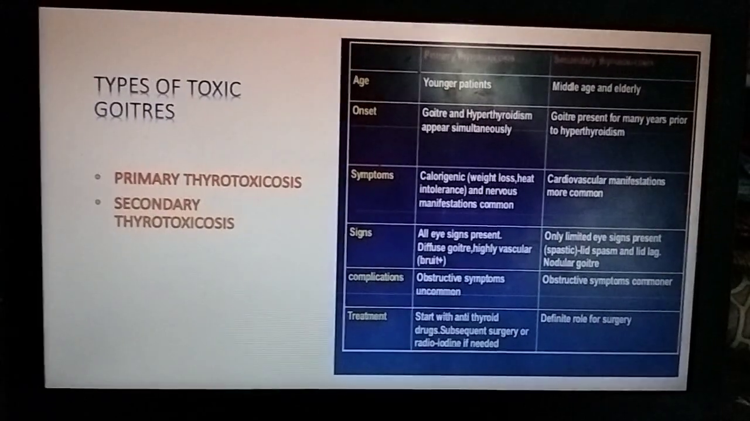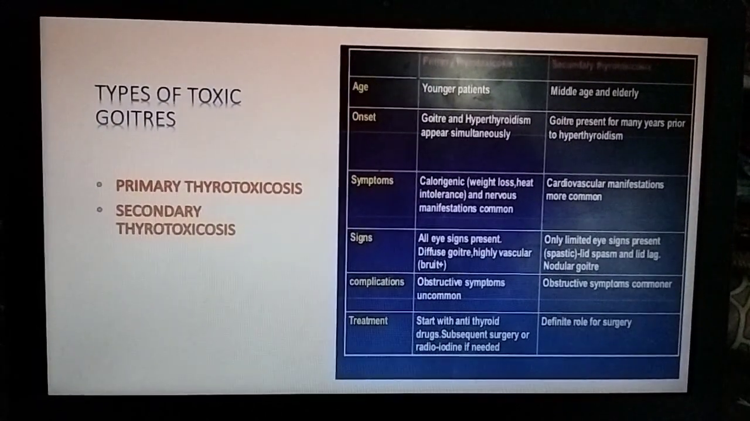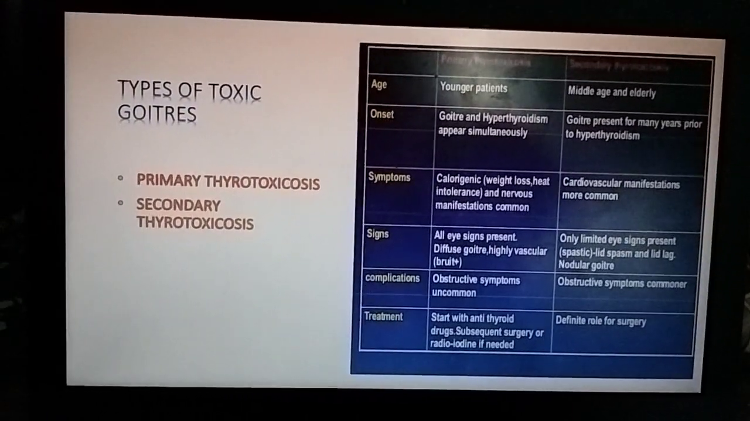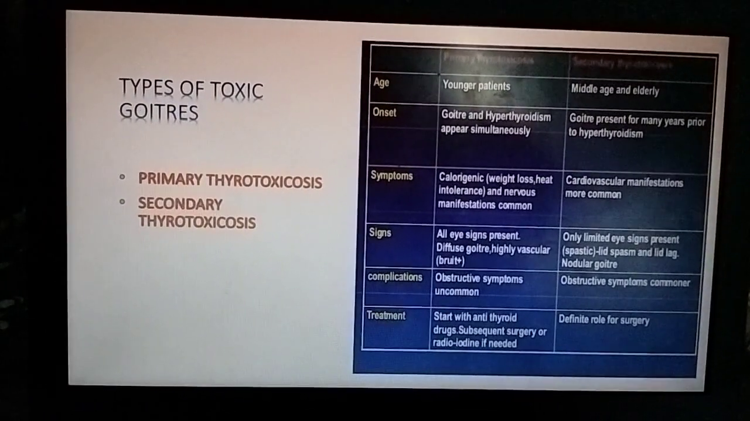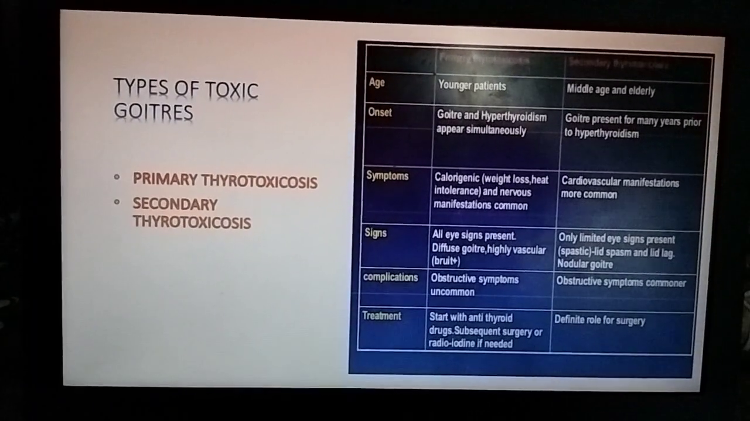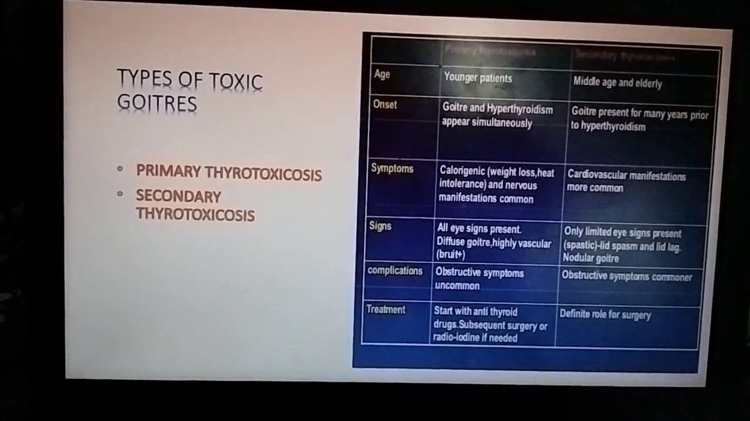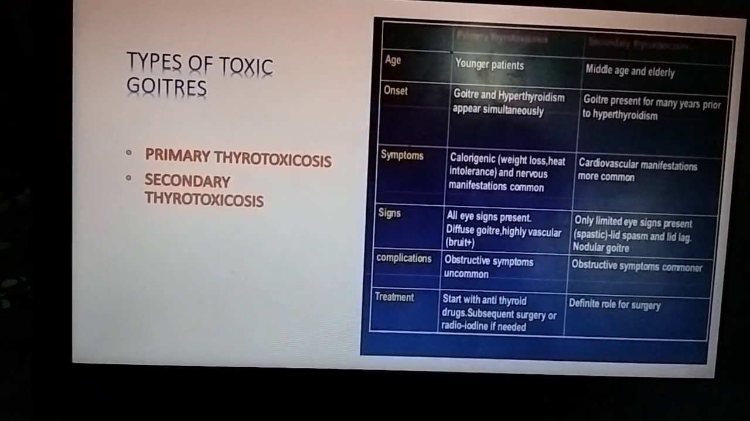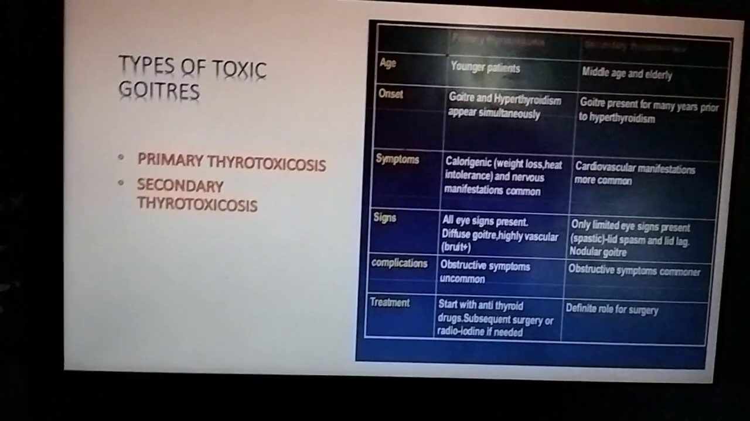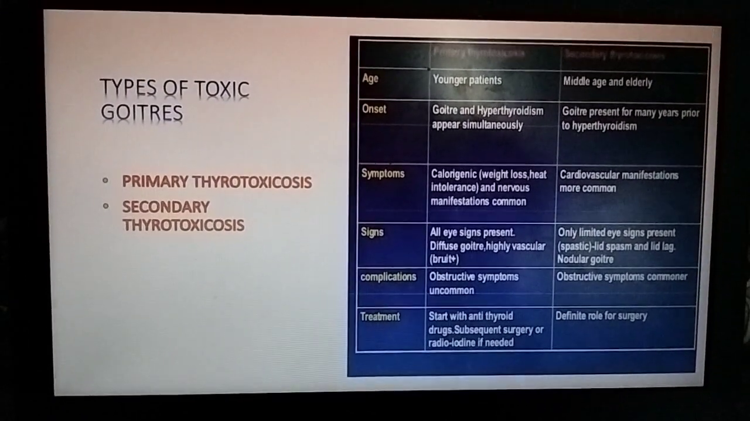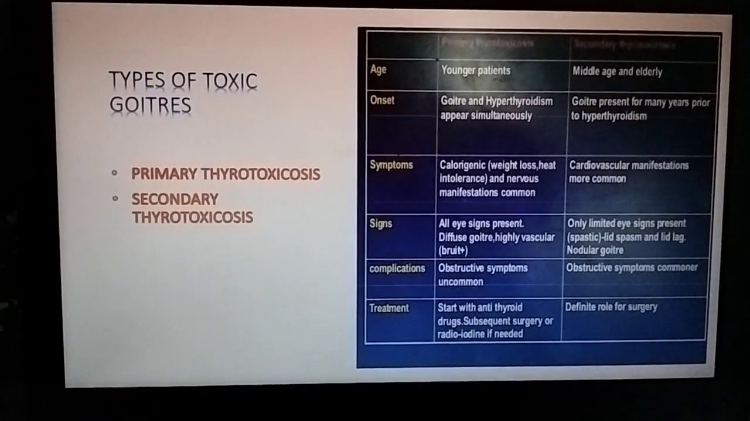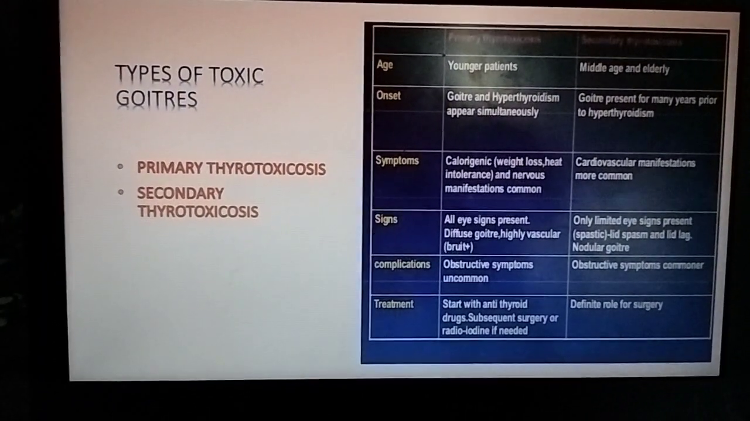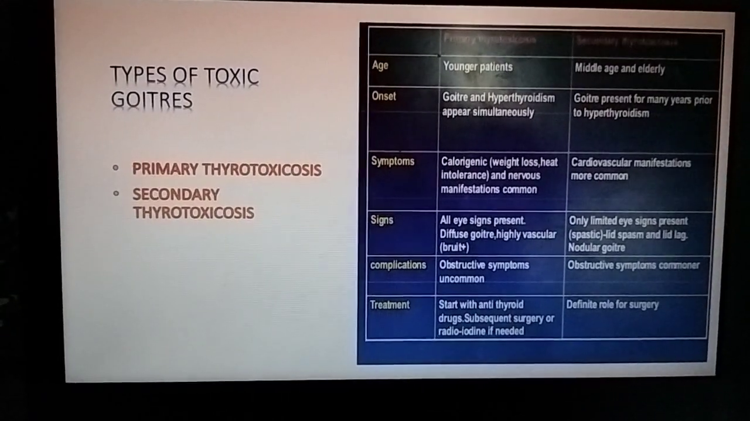And coming to the types of toxic goiters, there are usually two types. They are primary thyrotoxicosis and secondary thyrotoxicosis. The primary thyrotoxicosis usually occurs in younger patients, and is mainly due to thyroid pathology, which leads to abnormal secretion of thyroid hormones in the body. Then goiter symptoms occur along with the toxic symptoms. Central nervous system is usually dominantly affected, and symptoms appear very suddenly. And exophthalmos and several eye signs are also usually common.